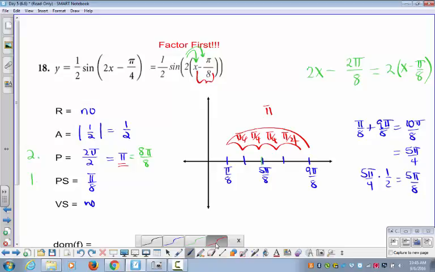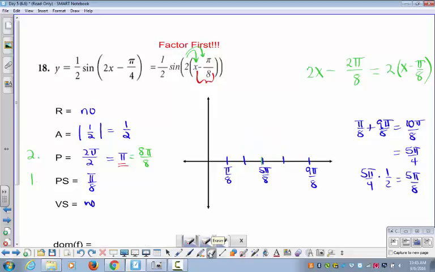So you would say to yourself, take pi over 8, add pi over 4, add pi over 4. Totally fine also. And what is pi over 4 plus pi over 4? You could certainly do the regular arithmetic. Pi over 4 plus pi over 4 is 2 pi over 4, which simplifies to pi over 2.